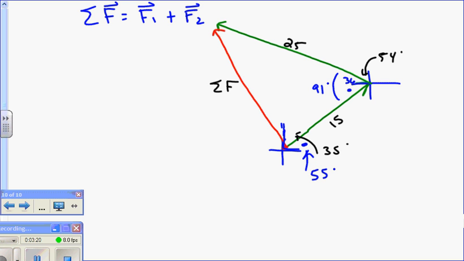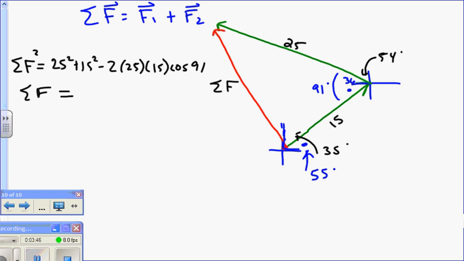Now it's a simple matter of using cosine law. And you end up with net force is equal to, similar to the last question, 29 newtons. So, because I've solved this problem already using x and y components, when I get a number of 29, you know at least that everything's working out okay.